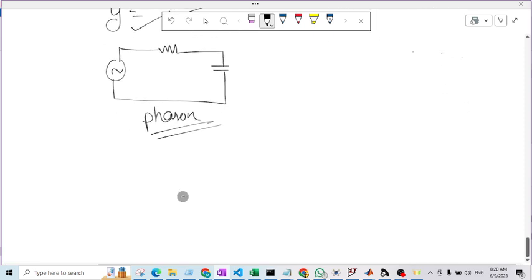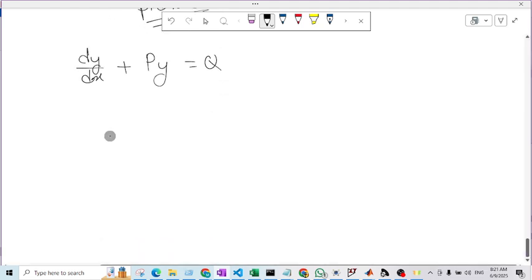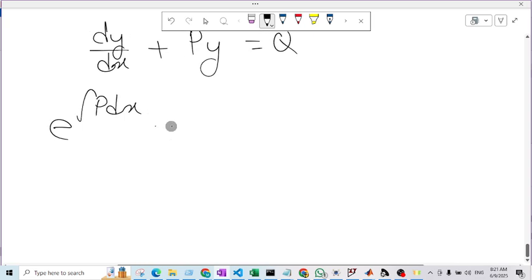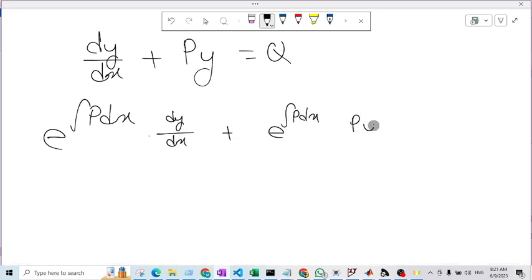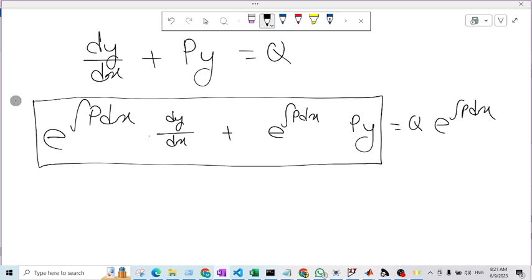So let's start. Let's write our equation: dy by dx plus py is equal to q. Now let's multiply by e to the power integral p dx, so dy by dx plus e to the power integral p dx times py is equal to q e to the power integral p dx. You might be wondering why I have multiplied by this thing, so let's try to find the value of the left hand side.